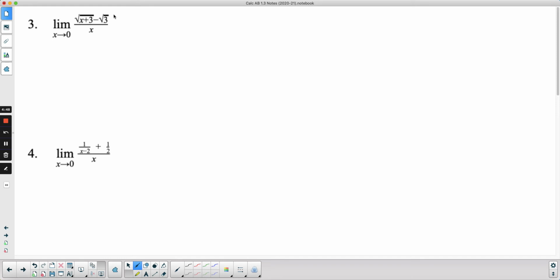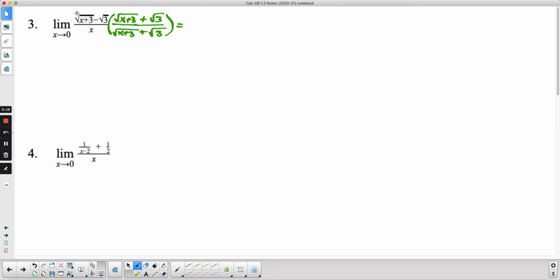So in order to do that, you're going to multiply your function by the conjugate of the top. So square root of x plus 3 plus square root of 3. Remember, the conjugate is basically just changing that middle operator from a minus to a plus or vice versa. And we have to make sure we do that to the top and the bottom. Multiply by square root of x plus 3 plus root 3.